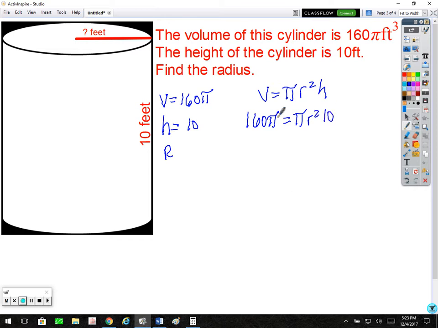All right. So if I circle what I know I'm looking for, just like we did in the previous steps, if we get rid of what we don't have circled, we can divide both sides by 10 pi or pi 10. Remember, these two mean the same thing. This pi cancels this pi. This 10 cancels this 10. I'm left with r squared equals 160 pi divided by 10 pi.